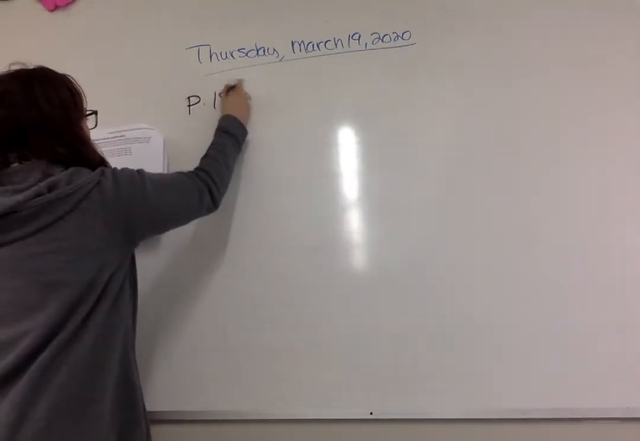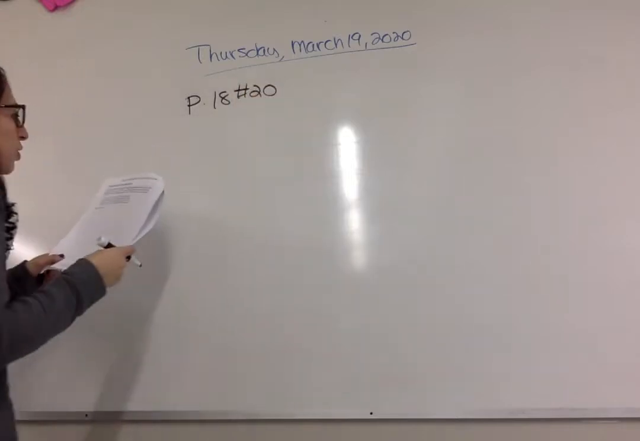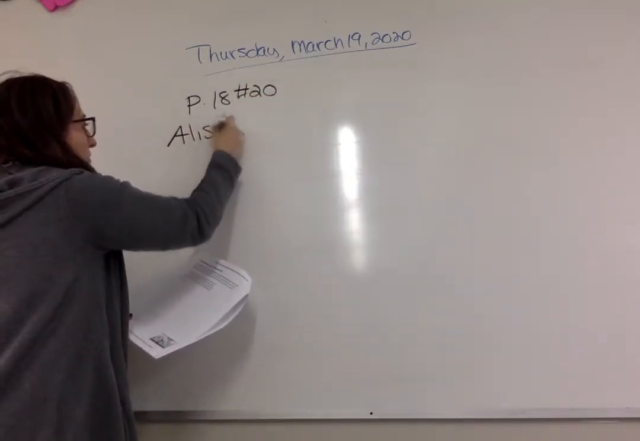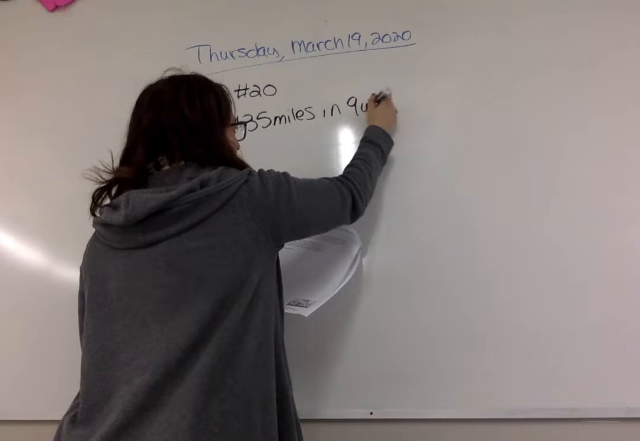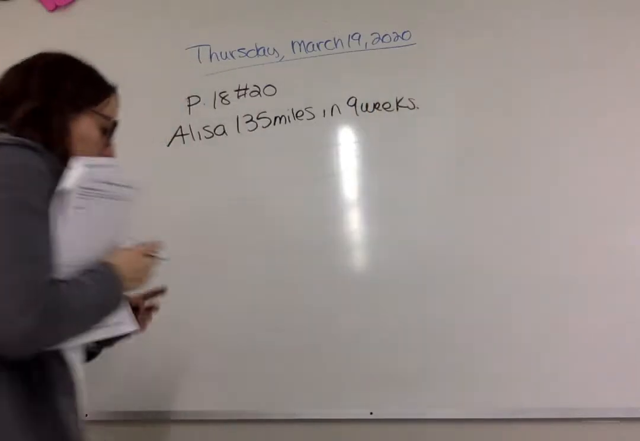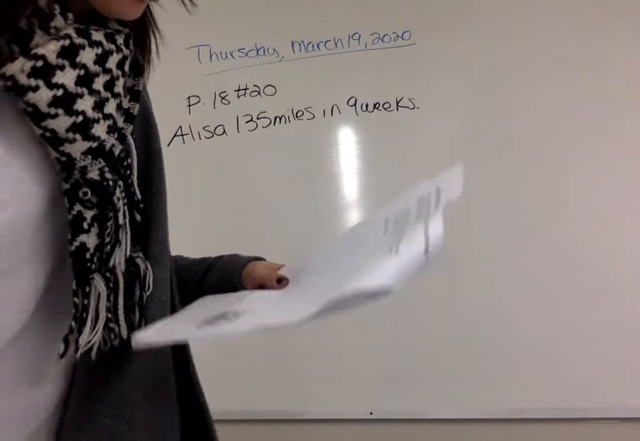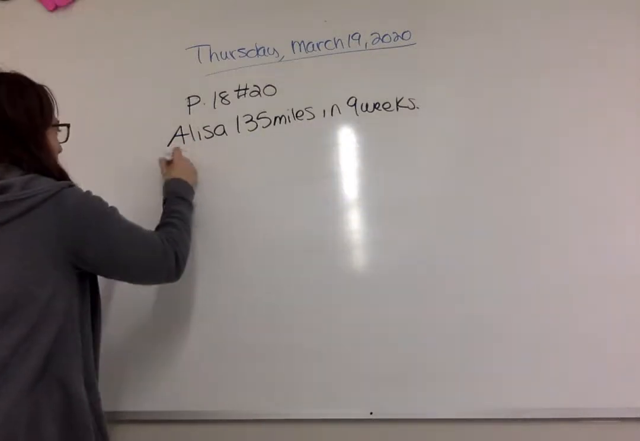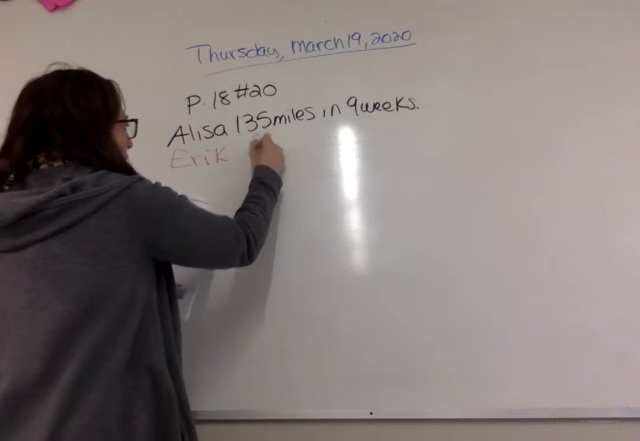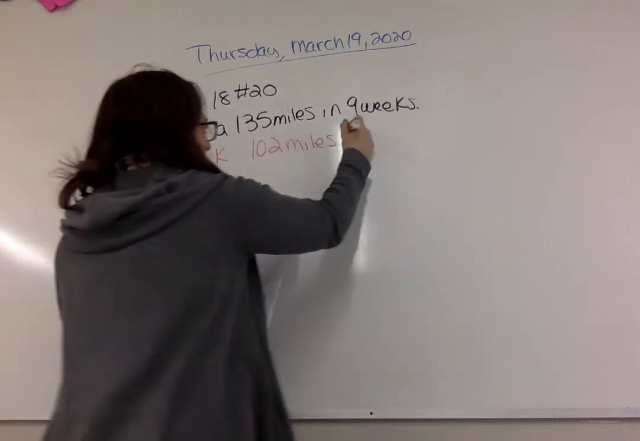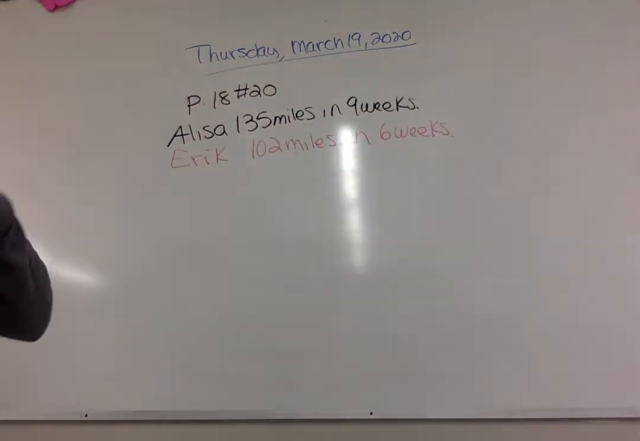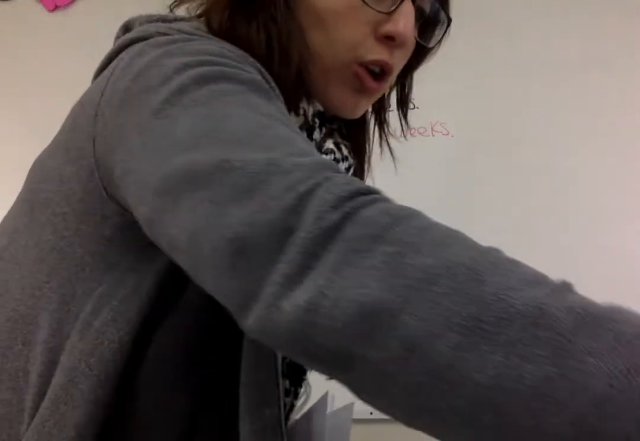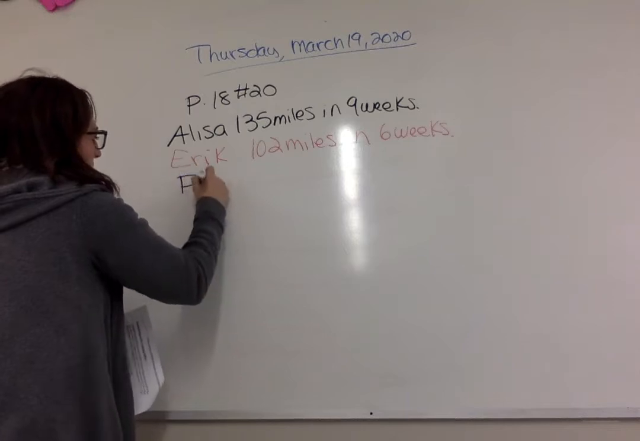Page 18, problem 20. It said, Alyssa rode her bicycle 135 miles in 9 weeks. Eric rode his bicycle 102 miles in 6 weeks. We need to figure out the unit rate of both of these and which statement is true. So our task is to find the unit rate and the statement that's true.